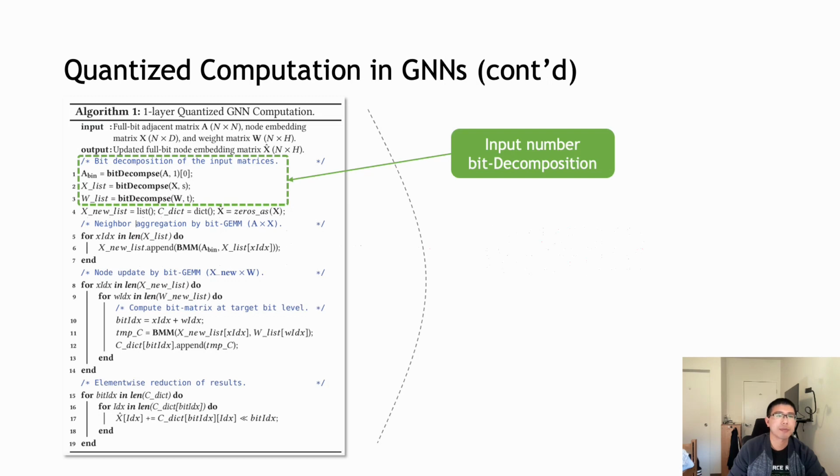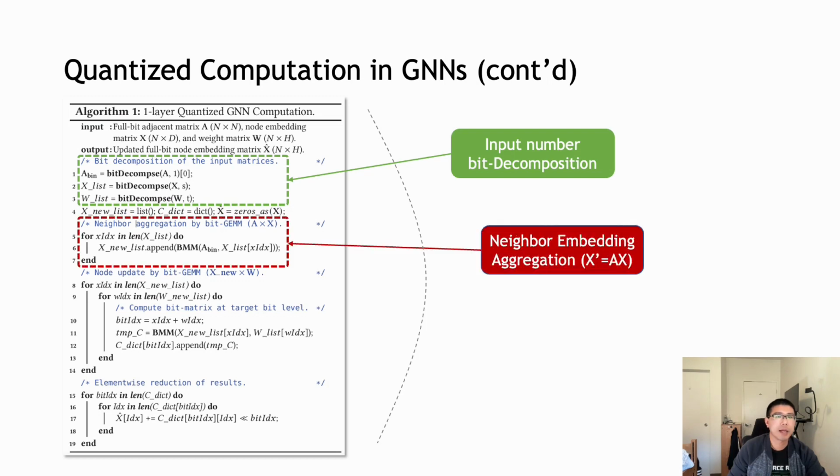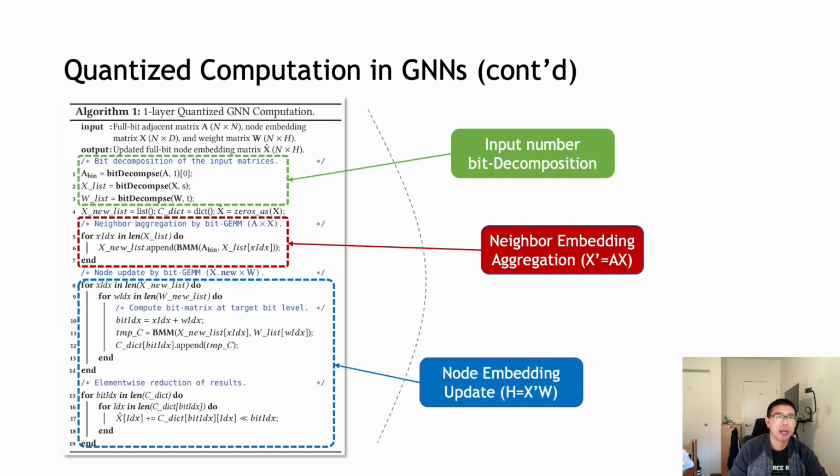And the second step is neighbor embedding aggregation, where we multiply the 1-bit adjacency matrix with the multiple-bit node embedding matrix to get an updated node embedding matrix. And the third step is neighbor embedding update. Here, we will apply the weight matrix multiplication with the updated node embedding matrix after the neighbor aggregation.